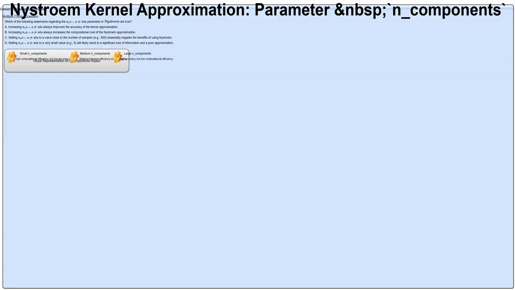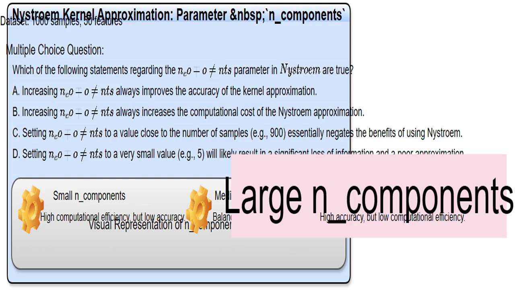I'm using the Nystroem method, a clever technique to speed up kernel methods. It works by approximating a large kernel matrix using a smaller, carefully chosen subset of data. The key parameter here is n_components, which controls the size of this subset. If I use a large n_components value, I get a super accurate approximation. However, I also pay the price in computational cost. It's like using a really detailed map, very precise but takes longer to work with.